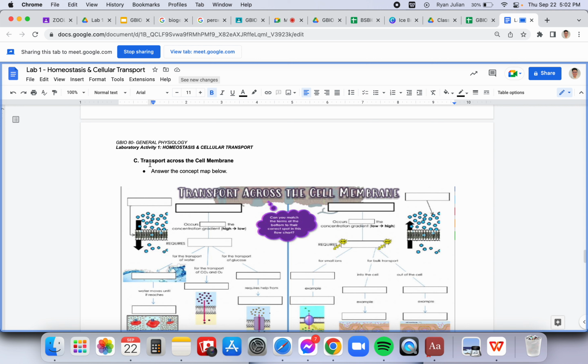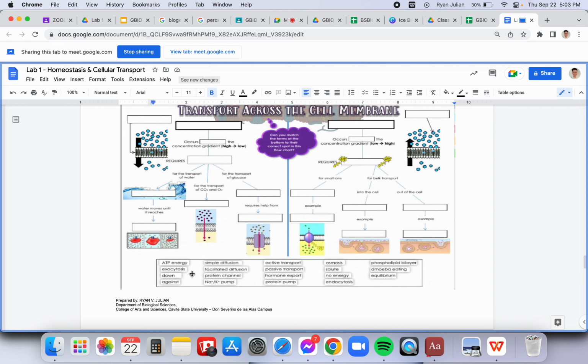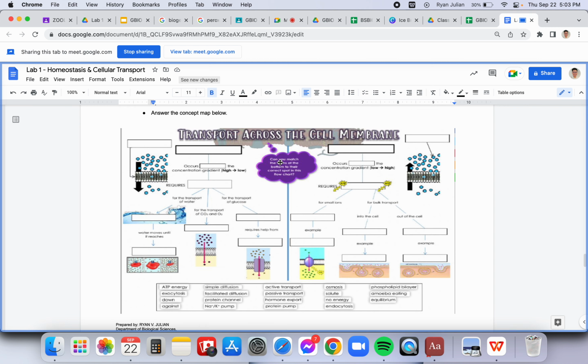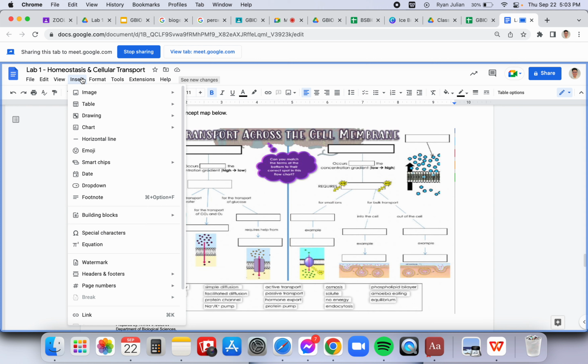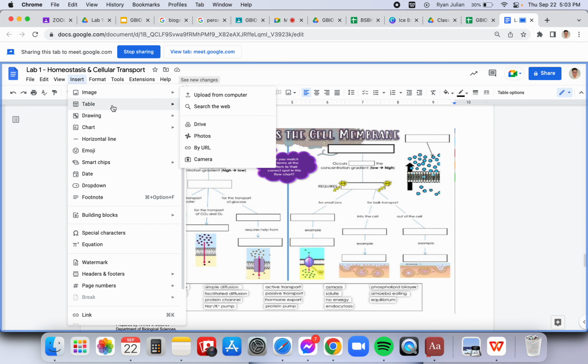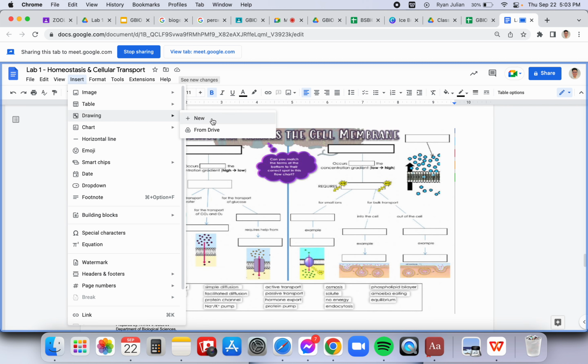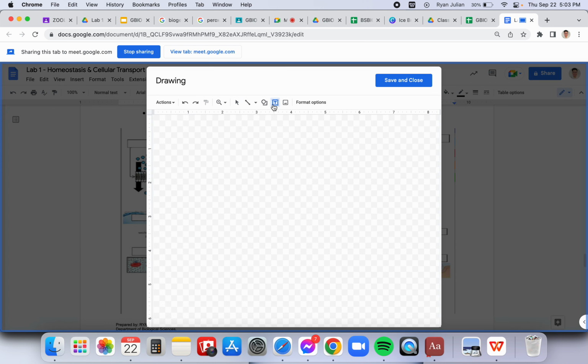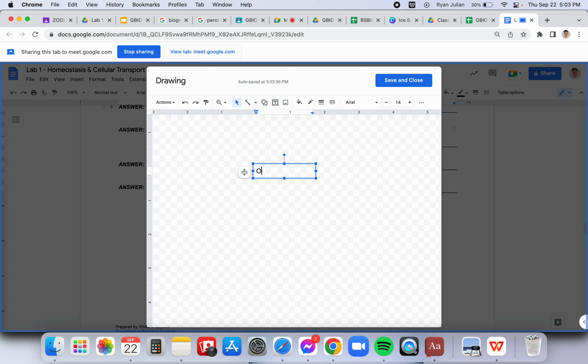And for our letter C, transport across the cell membrane. This is a concept map na I'm quite sure familiar kayo or naigawa nyo na siya before. Ito po yung mga different answers, the possible ones for the transport across the cell membrane. And how are you going to put your answer on these boxes that you have here? Same process that I've discussed a while ago. Go to the drawing, new, draw a text box or insert a text box, and then type your answer via osmosis again.